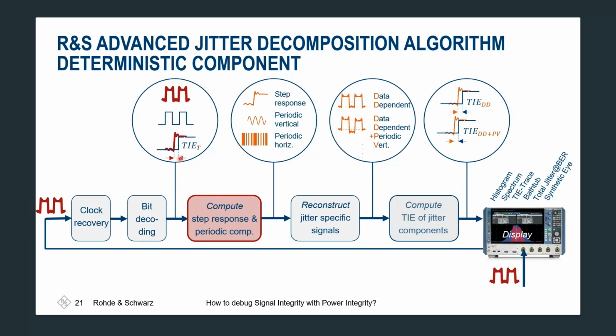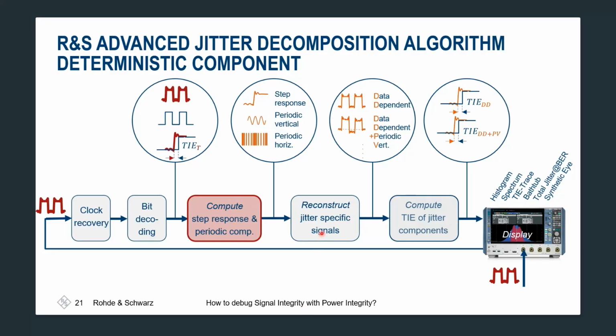With the signal model-based approach, all non-idealities of the measured signal lead to a channel estimation, and thus the step response can be given, which includes several useful pieces of information like overshoot and ringing, as well as impedance mismatches and ISI behavior. In this block, we are also computing periodic, vertical, as well as horizontal components because we are doing an analysis on the complete signal.